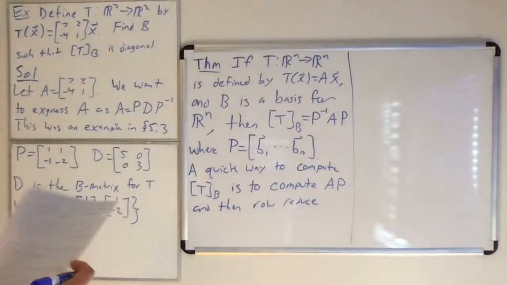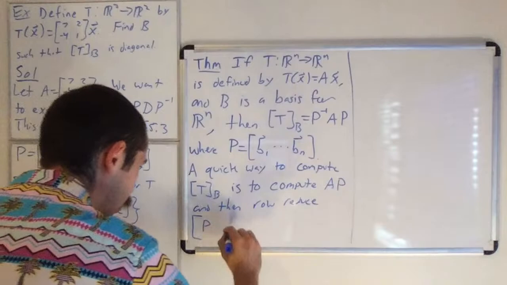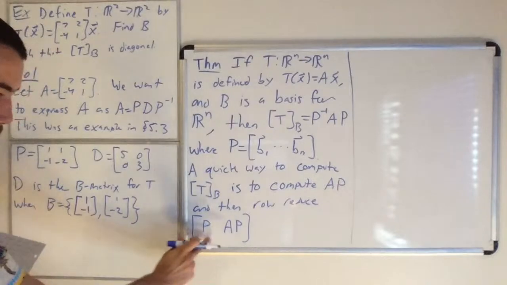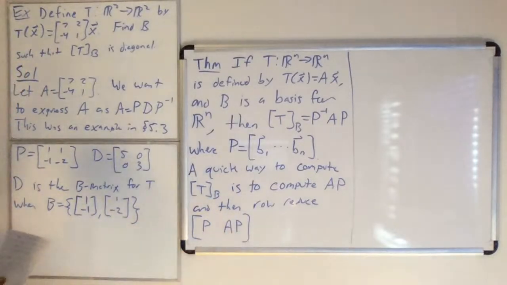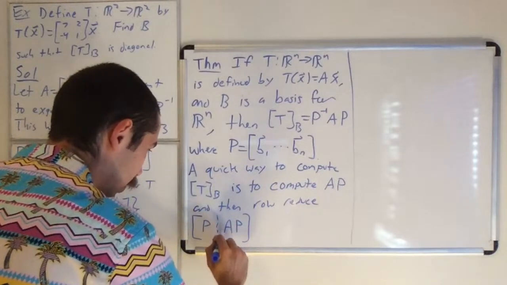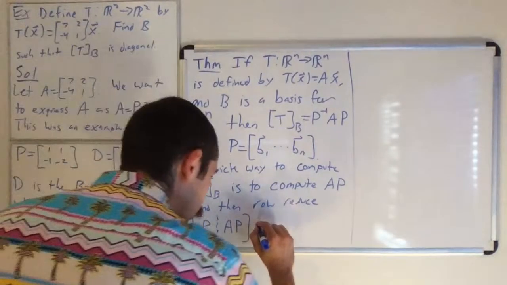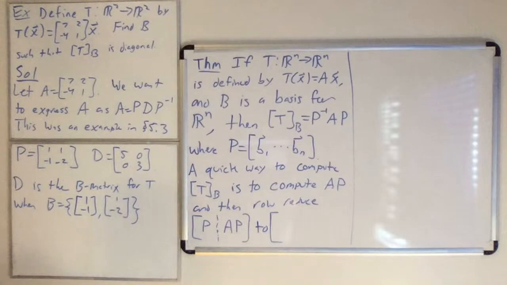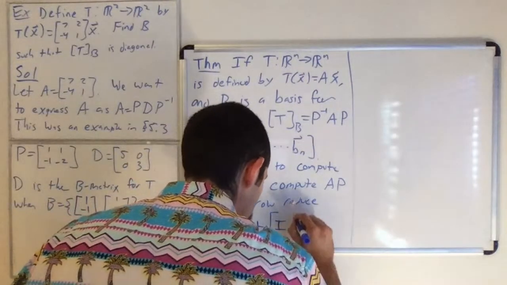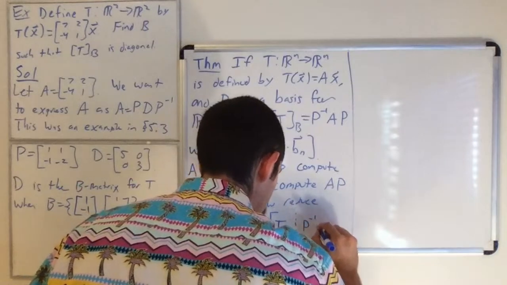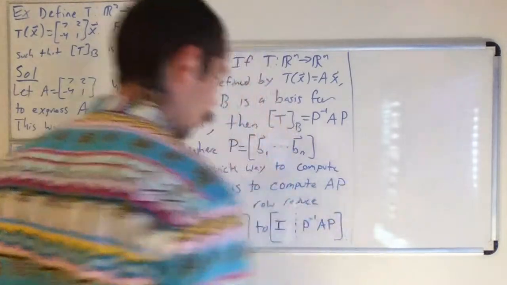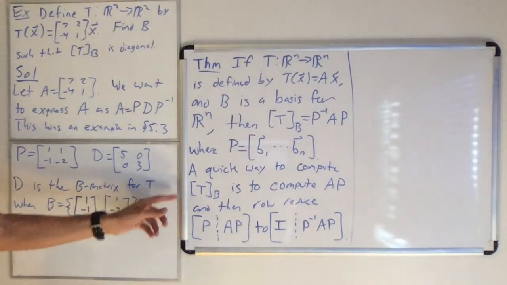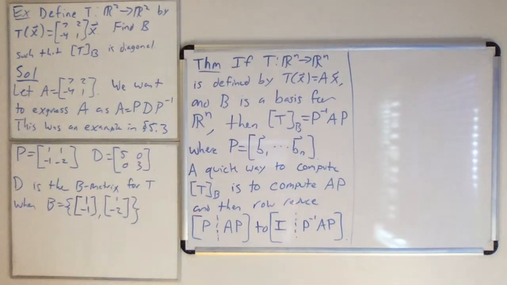Then row reduce the augmented matrix [P | AP]. The first n entries are the columns of P, and the next ones are the columns of AP. I'll put a dashed line in the center so we know they're separated. We want the identity on the left-hand side, and what's left over on the right would be P inverse AP. This is a quick way to compute the B matrix for T.